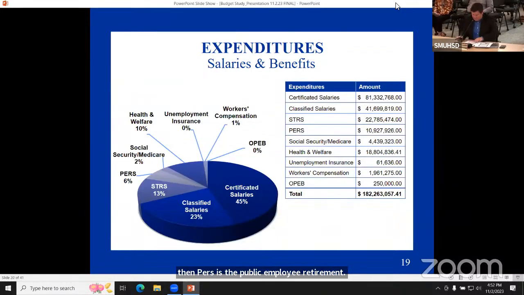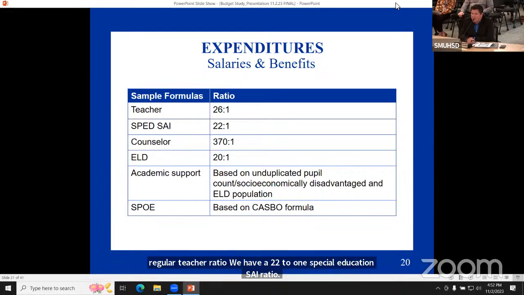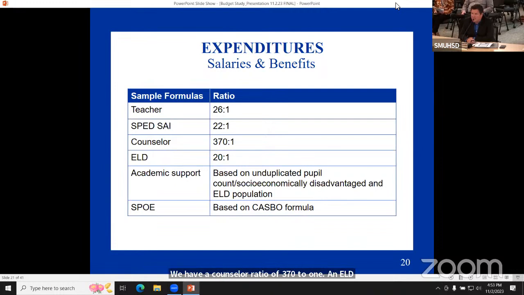All right. So, it's time to focus now. These next three slides hit on my key takeaways. So, how do we determine the number of staff? A lot of it is dependent on formulas or ratios that we use. A couple of sample formulas: we have a 26-to-1 regular teacher ratio, a 22-to-1 special education SAI ratio, a counselor ratio of 370-to-1, and an ELD teacher to student ratio of 20-to-1.